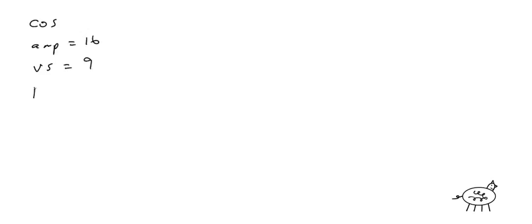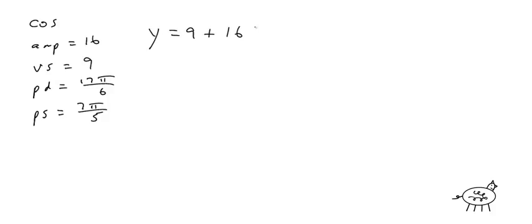period is equal to 17 pi over 6, and the phase shift equals 7 pi over 5. Brutal, brutal. Not really. Okay, y is equal to 9 plus 16 cosine of blah. That's pretty easy.